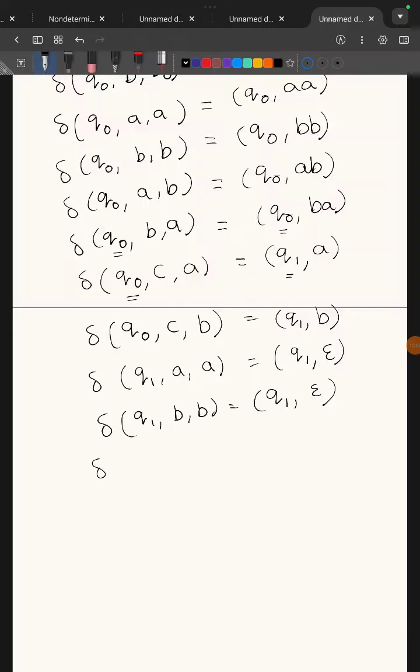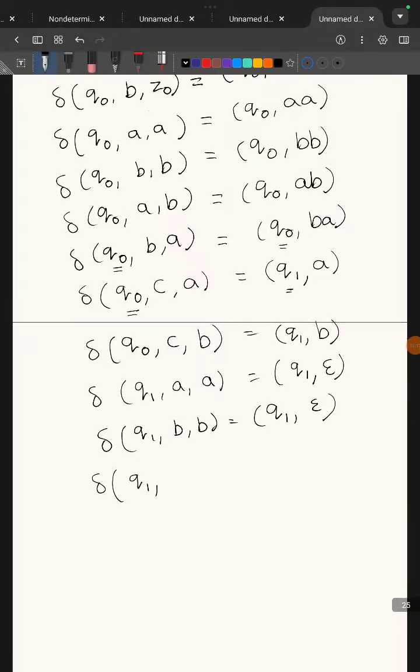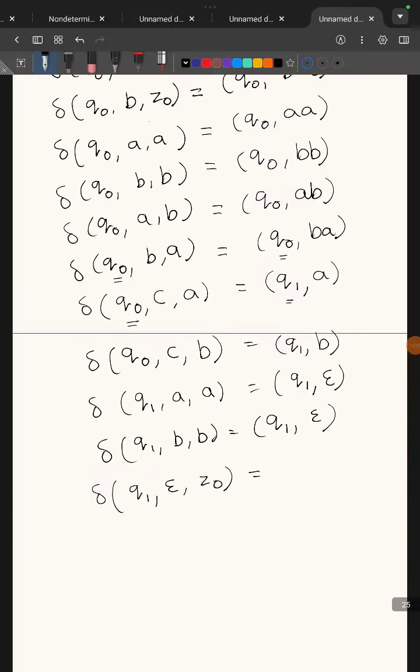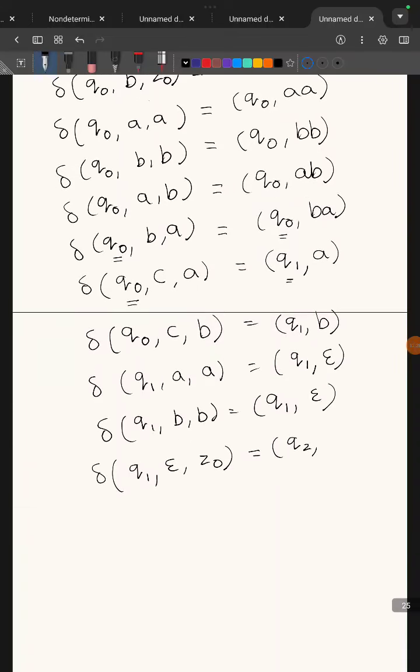Now, if we are in Q1 and the input string has become empty, that is, we have processed all the symbols present in the string, then if the top of the stack is Z0 and the input string has become empty, we will move to the final state by doing nothing. We will keep Z0 as Z0 itself. So this is how your PDA reaches the final state.